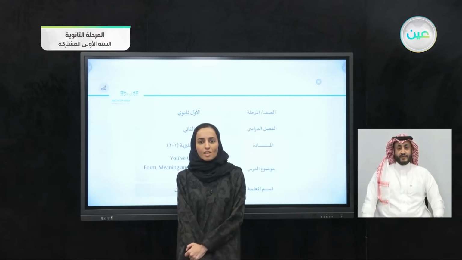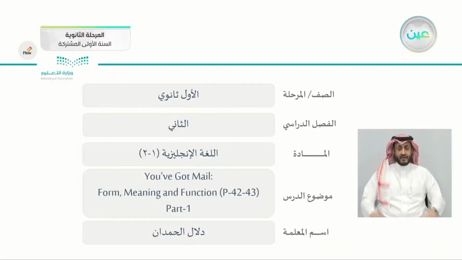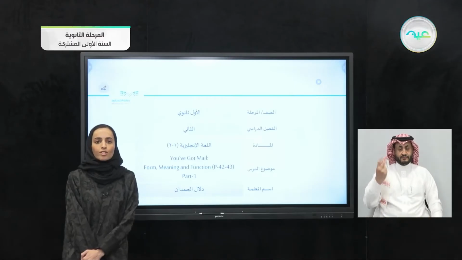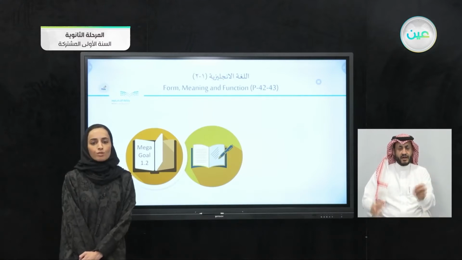In our lesson today, we will continue with our third unit, which is titled, You've Got Mail. Our lesson today is the first part of the lesson for meaning and function in your books, page 42 and 43. All you need for the lesson today is your books on page 42 and 43, a sheet of paper and a pen to take down your notes.